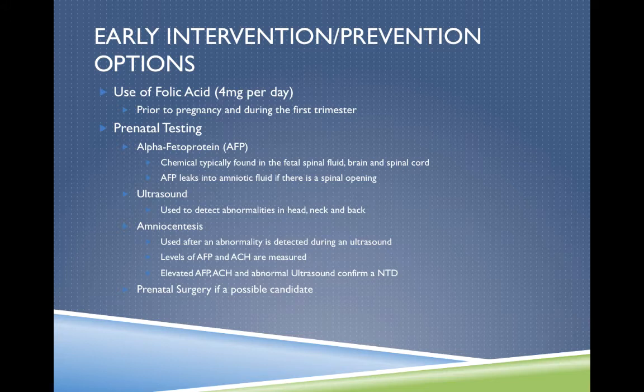The other option after that, if they find a problem with the AFP, is they use an ultrasound to detect abnormalities in the head, neck, and brain, which they usually do during pregnancy anyway. Then amniocentesis is used after an abnormality is detected during an ultrasound. The levels of AFP and ACH are measured, and an elevated AFP and ACH and abnormal ultrasound typically confirm neural tube defects. And then, if possible, they may have prenatal surgery if it's a possible candidate.